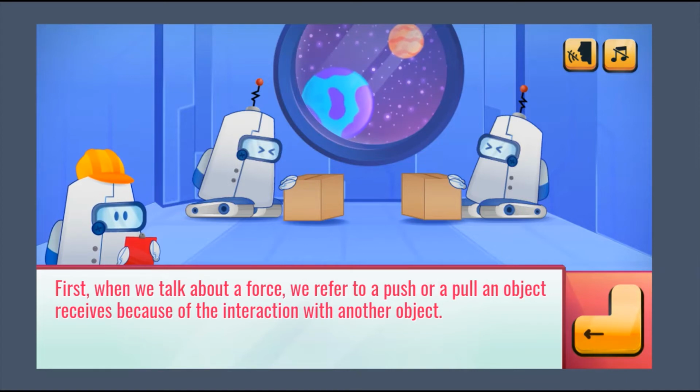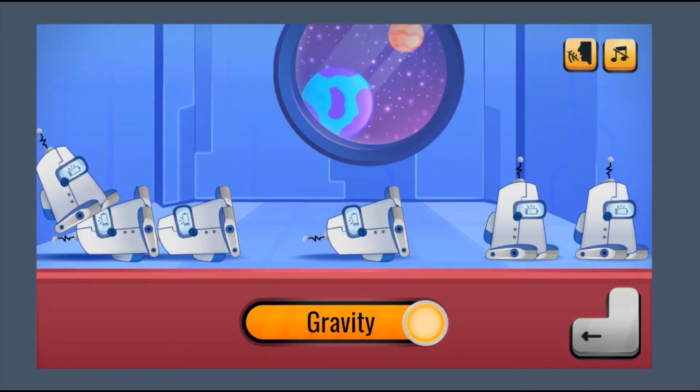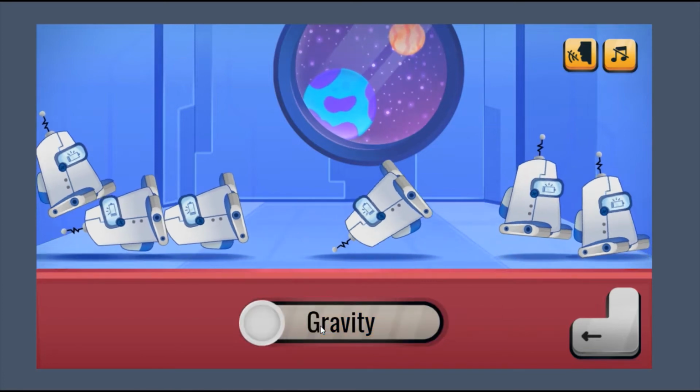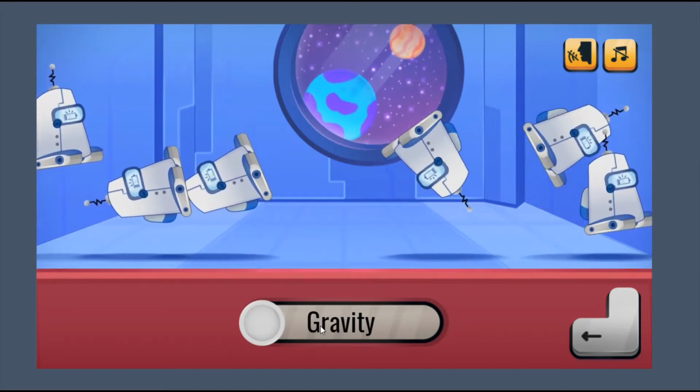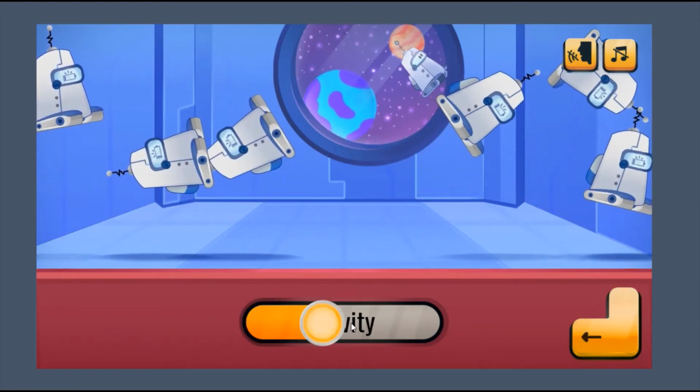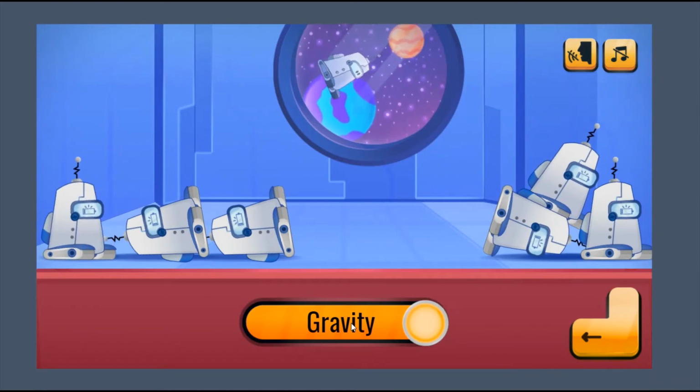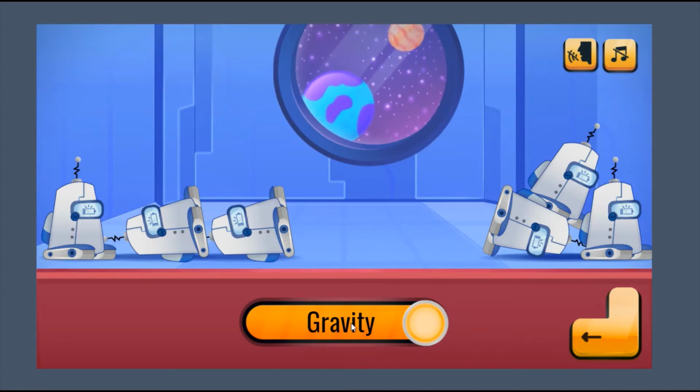First, we need to talk about a force. We refer to a push or a pull an object receives because of the interaction with one another. So that is force. You can see that there are 6 robots. If I turn off the gravity, they will start to float. When I turn this on, they will fall down. So that is also a force. It's a push and a pull, and there's gravity also. All right, now let's go to the next part.